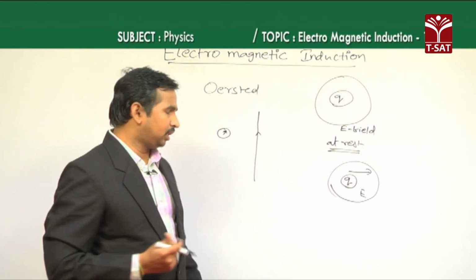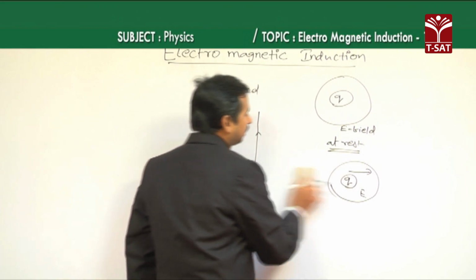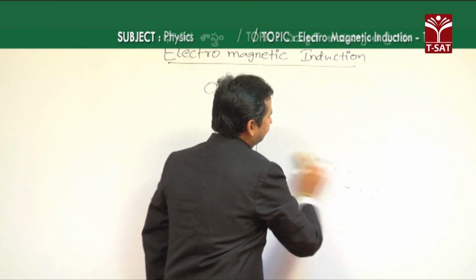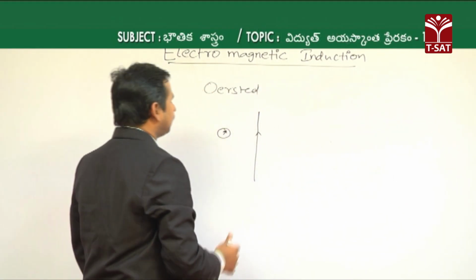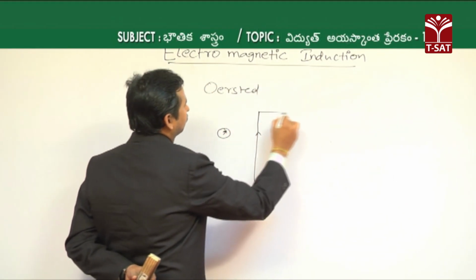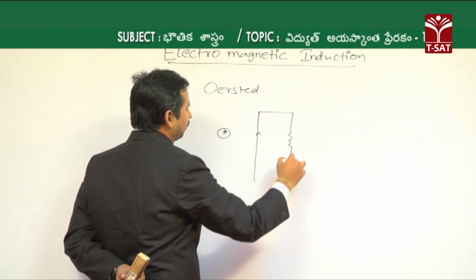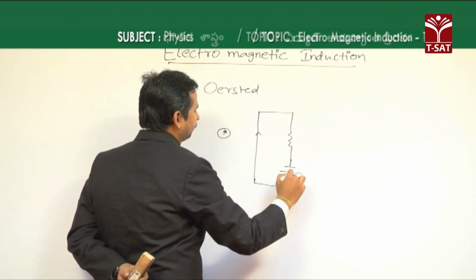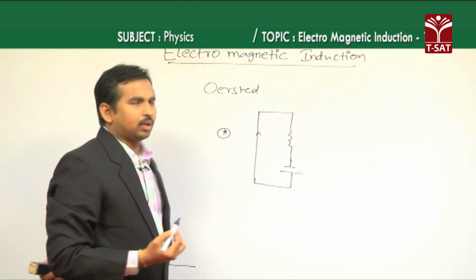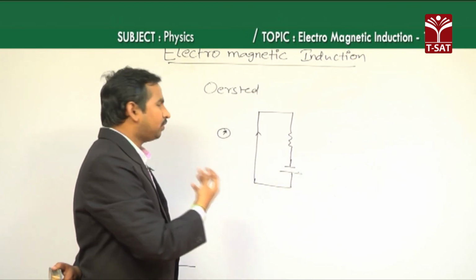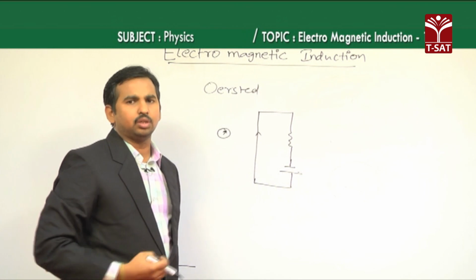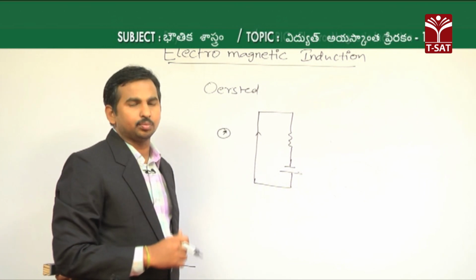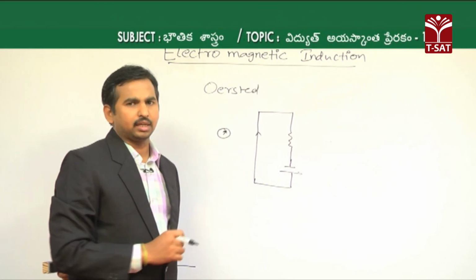In his activity, he used a current carrying wire connected to a battery like this. What he observed, whenever he put a magnetic compass near this current carrying wire, is that there is a deflection in the direction of the current.